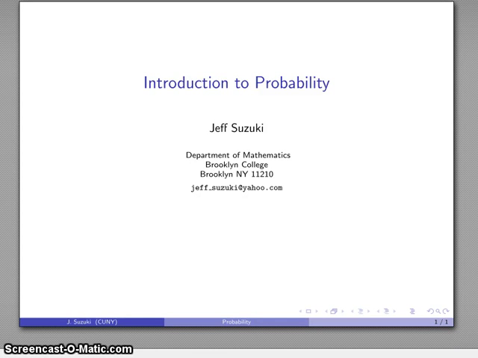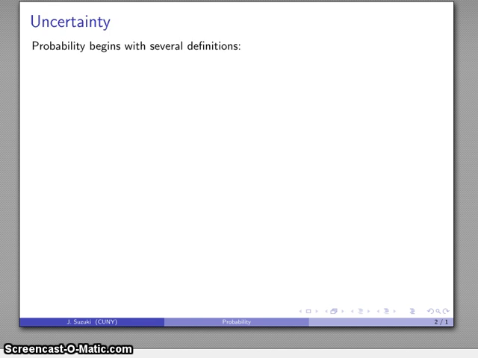Probability is one of the hardest and easiest areas of mathematics, and what will make it hard or easy is whether or not you learn the definitions. If you learn the definitions, probability is very easy. If you don't learn the definitions, probability is very, very difficult. So let's go ahead and take a look at those definitions.